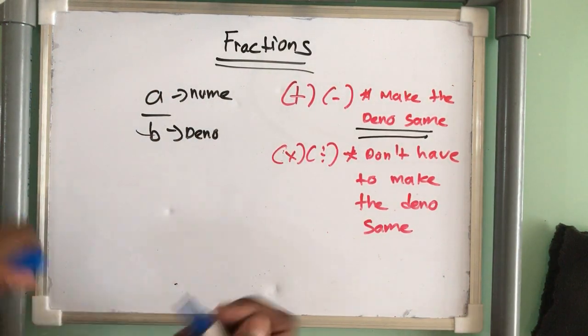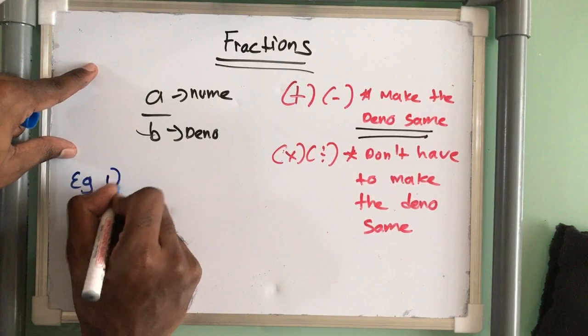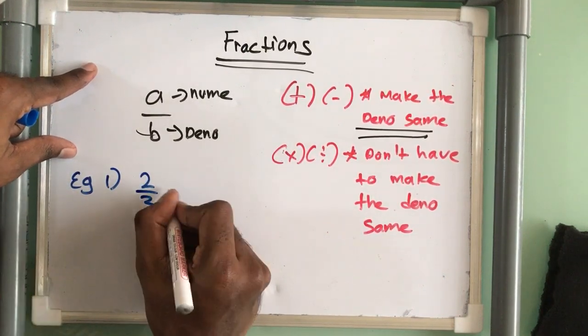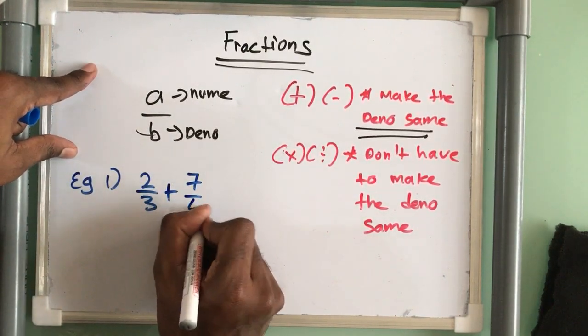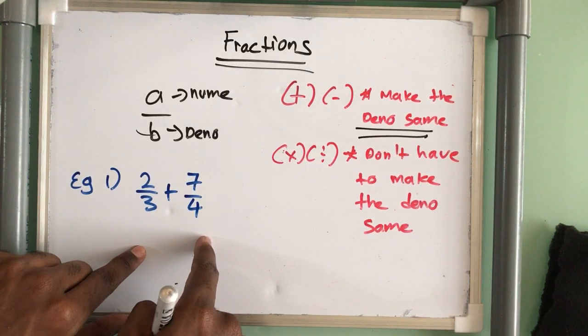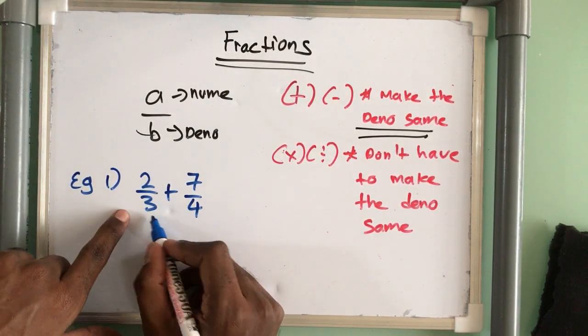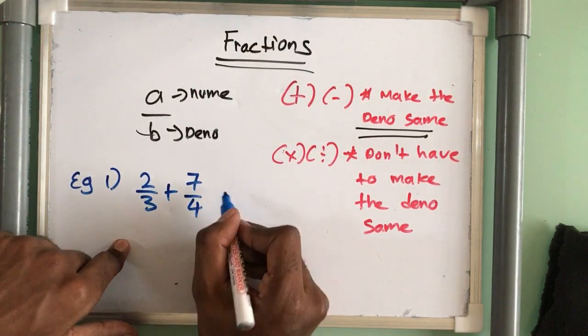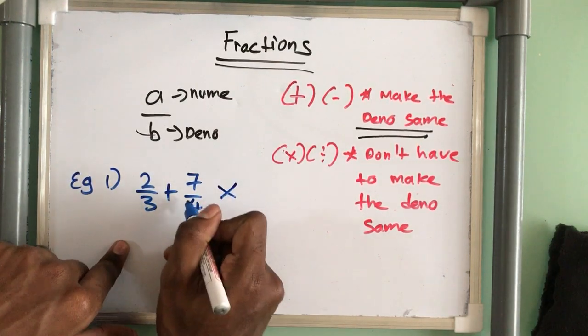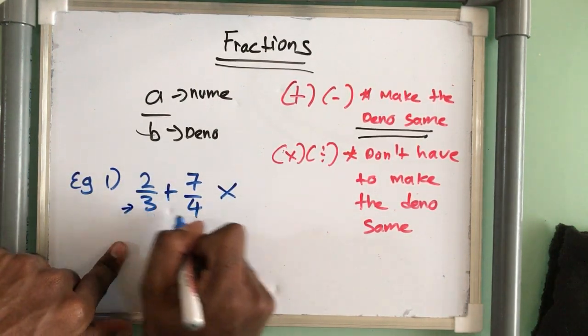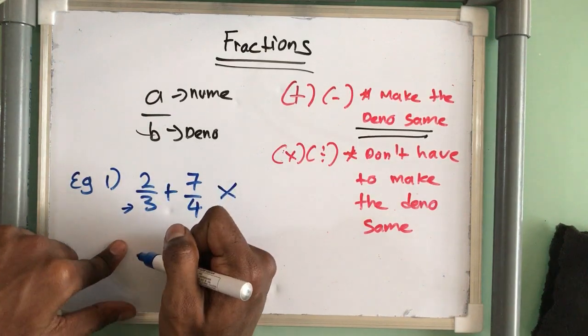For an example, I would like to do this question. Example 1. Let's say I have 2 over 3 plus 7 over 4. Before you start, you might want to check the denominator. If you notice, the denominator is not the same. When it's not the same, you cannot add them. Therefore, we have another method where we will make the denominator the same. I'll cover that a little bit later.